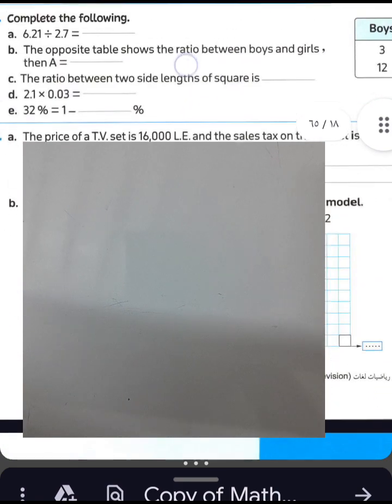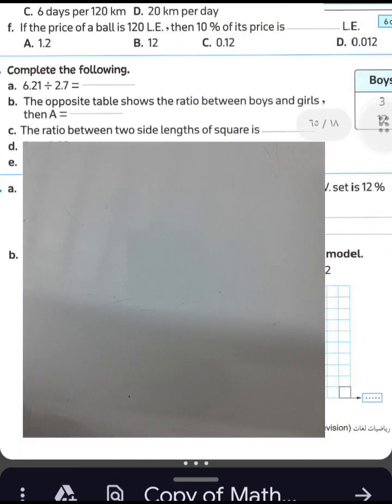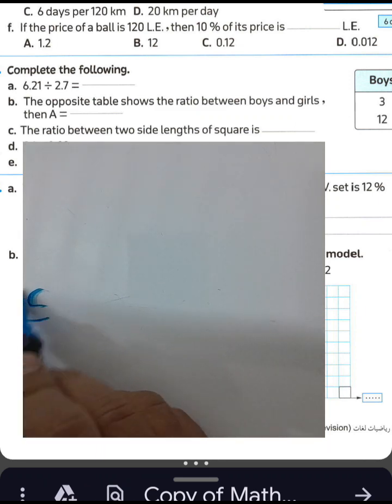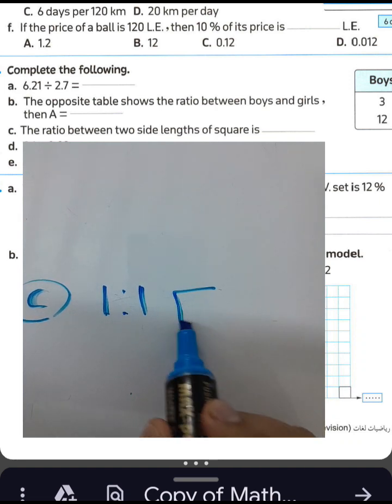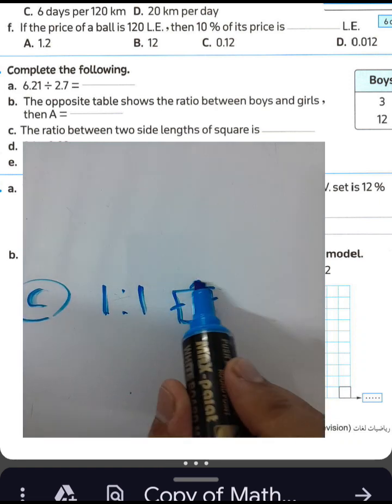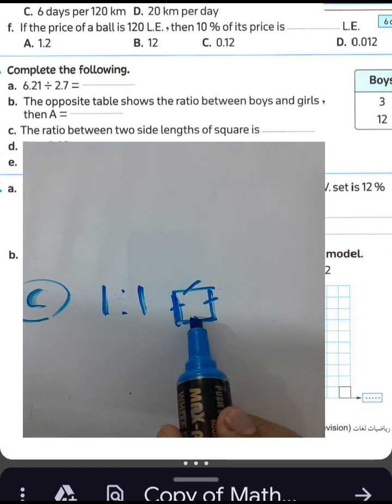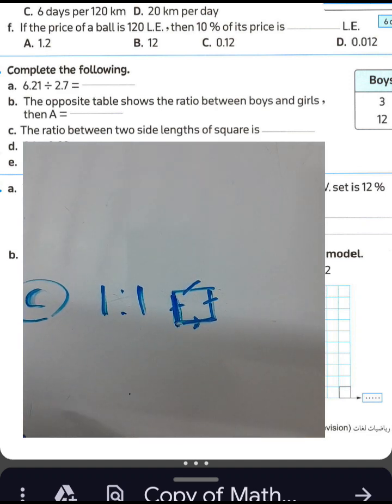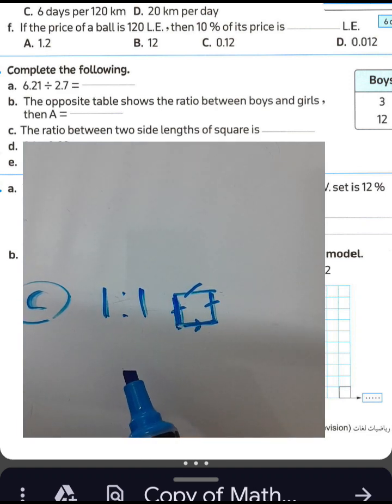Next question, letter C. The ratio between the side lengths of a square. Two side lengths of a square, 1 to 1. We have a square, all sides are equal in length. The ratio between one side and another side is 1 to 1, because all sides are equal in length. Question letter D.